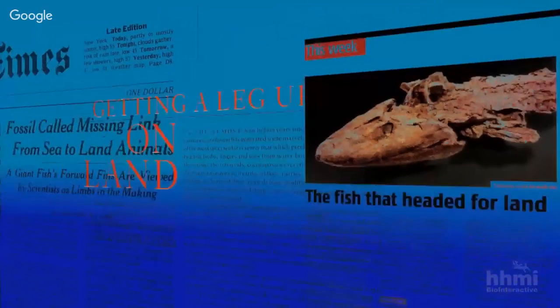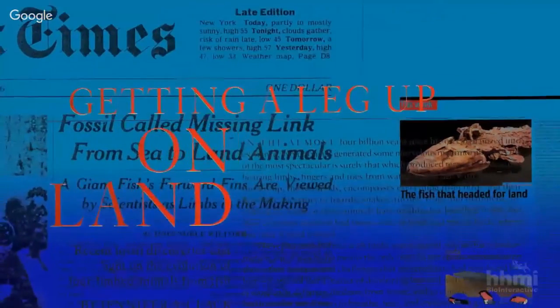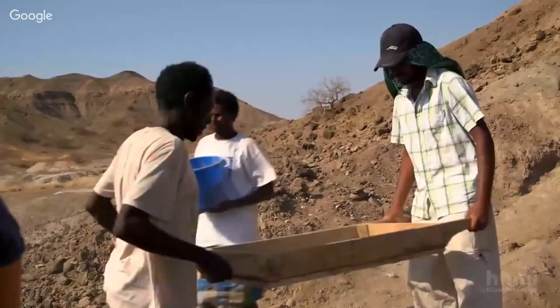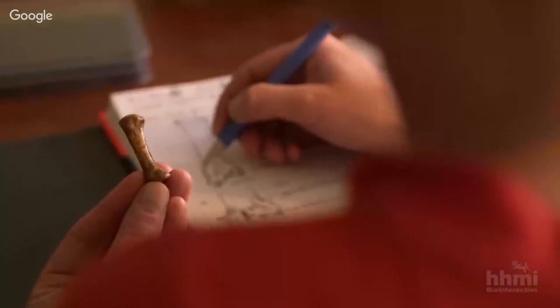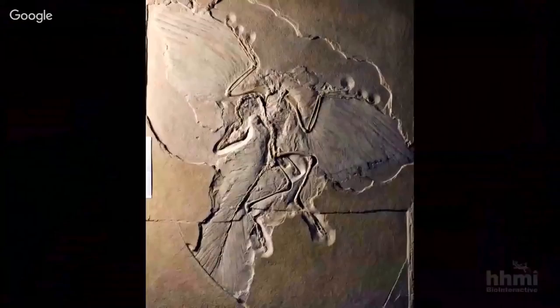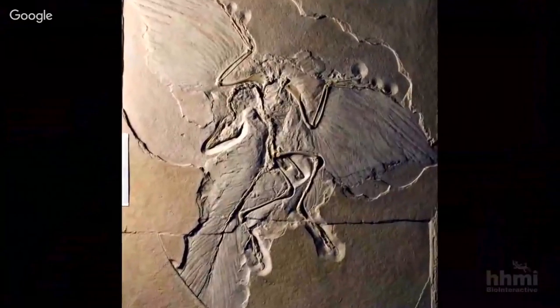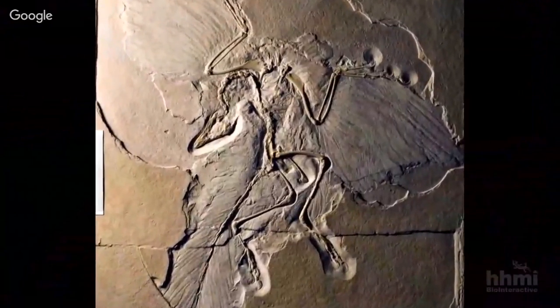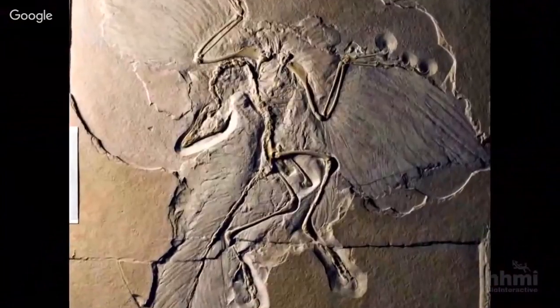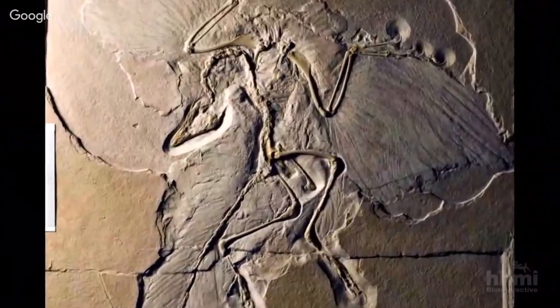The discovery of Tiktaalik made headlines because it is one of the earliest in a series of fossils that illuminate the transition from water to land. And that's just one key transition that fossils have shed light on. One of the very first was the evolution of birds from feathered dinosaurs. That's now one of the best documented transitions in the story of life.